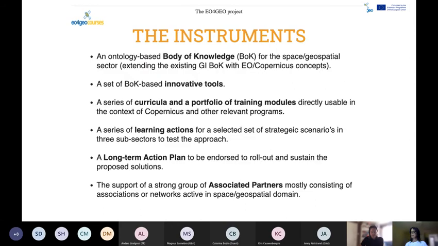So for this strategy, we have a number of instruments, and we work with a so-called body of knowledge, which is publicly available from our website. We also have a portfolio of training modules that is directly usable from the website. So you can go into the EO4GEO website and have a look at the modules. A series of learning actions. This is one. And also a long-term action plan to ensure that these services can be provided for a long time.